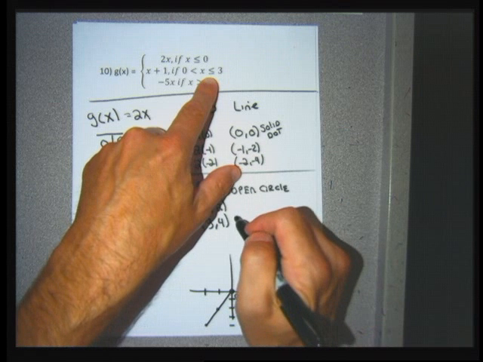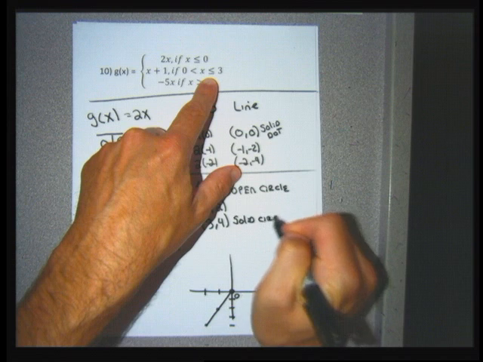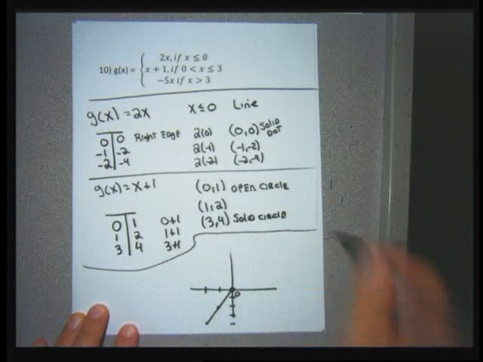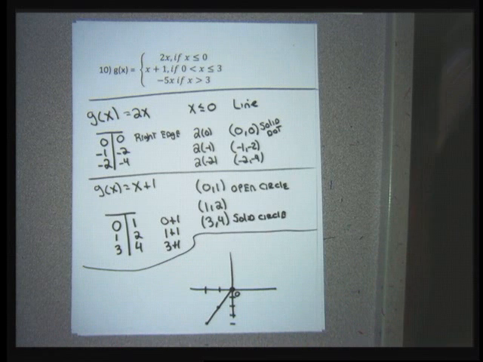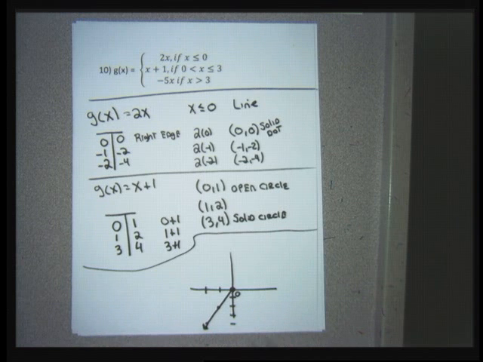The less than or equal to, the or equal to part, makes this circle a solid circle. So the middle piece is just going to be a line segment that doesn't go on forever. It's just the middle half of the graph. So let me plot these points.